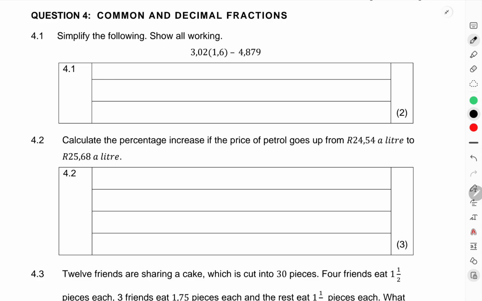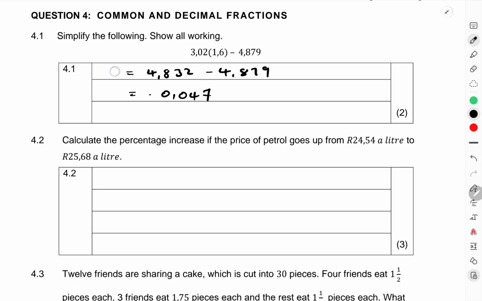Now, what is 3,02 multiplied by 1,6? The answer is going to become 4,832 minus, obviously I'm going to take this term that is over here, 4,879. Then after, now you can use a calculator. What is 4,832 minus 4,879? Our answer will become negative 0,047. Then we are done.